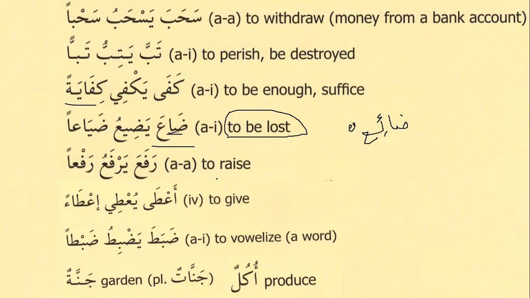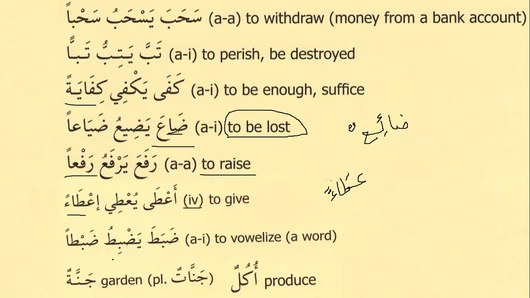Rafa yarfa'u raf'an, to raise. I'm sure we are very much used to it now. Marfu, mansub, and majroor, all this that we have been talking about. So this is basically rafa'a yarfa'u. A'ta yu'ti i'ta'an. It also has masdarin, a'ta and i'ta. I think this one hasn't been used, but ata has been used in the Quran as well. What do you know about this verb? It requires 2 maf'ulain. So a'ta yu'ti i'ta'an, to give, and this is verb form number 4, aslama yuslimu islaman.